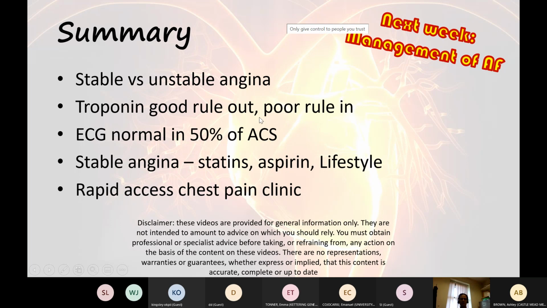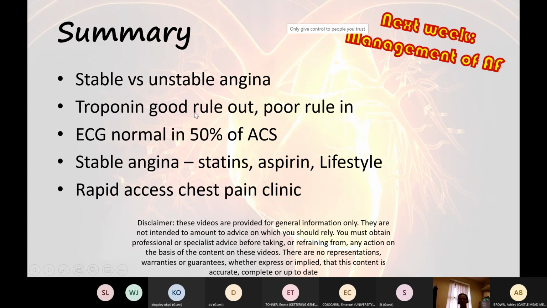I think some key points are to differentiate stable and unstable angina. And we talked last week about how we can differentiate in the clinic with the patient who complains of cardiac chest pain, who's got a history of cardiac problems, how you work out what you need to do something about urgently and what you don't. But that's obviously very important.